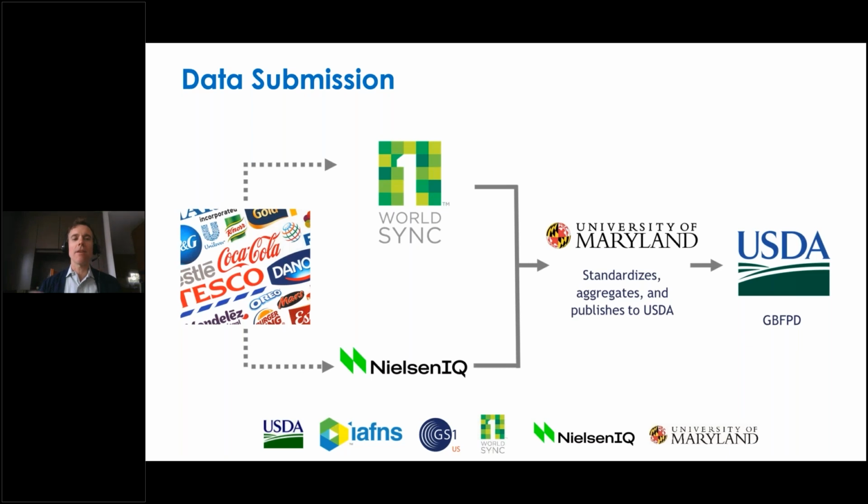The second method for data uploading is through scanning the product label flats. The label flat scanning option represented here is by Nielsen IQ Label Insight, who's also another partner in the USDA public-private partnership. So any solution partner with label flat scanning technology can be used as well. But both methods will provide that data to the University of Maryland, who then aggregates and standardizes the data, and then provides it to USDA, who publishes it to the Branded Foods database.